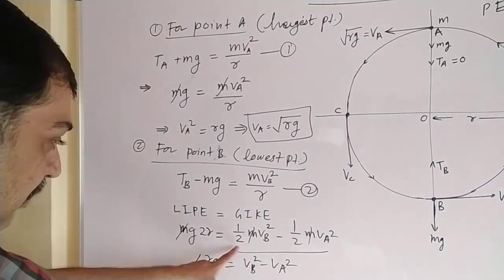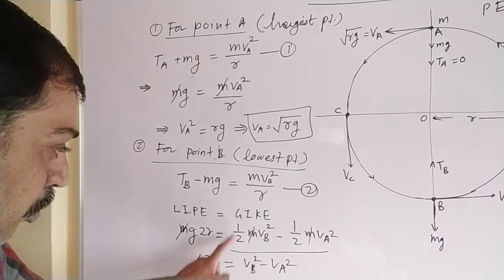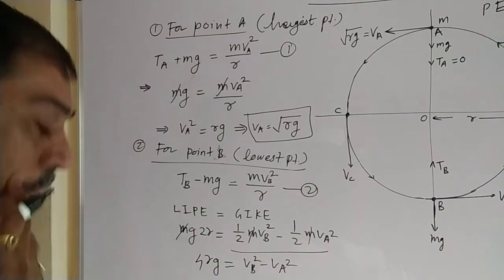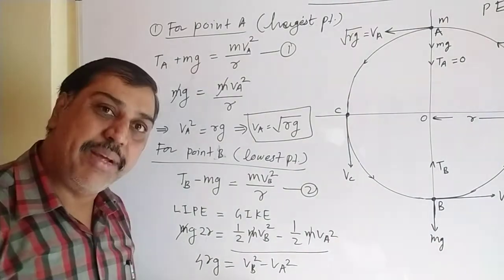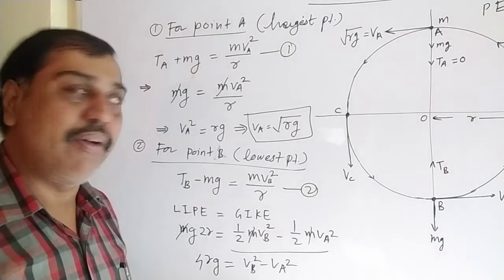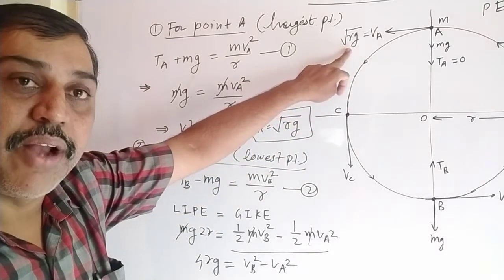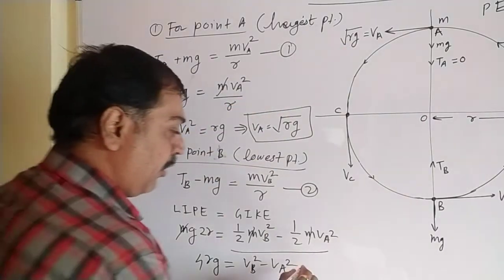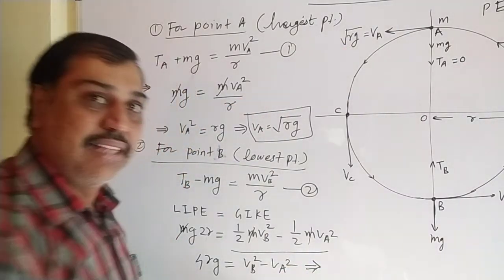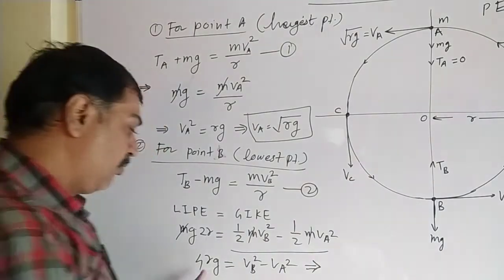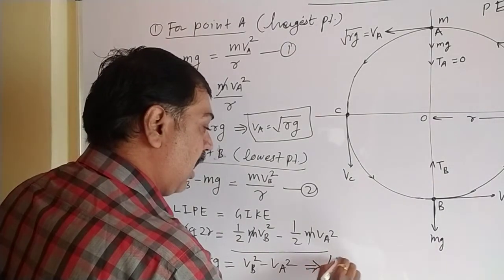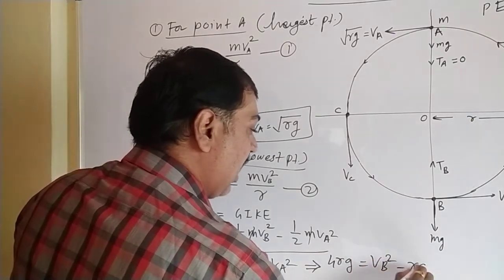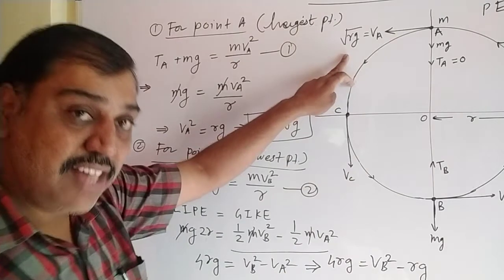Just multiply by 2: 2 into 2 is 4, and the 2 cancels out. Mass throughout we have cancelled out. So we get this equation, 4rg equal to vb square minus va square. Now what is the value of va square? We have written here that va is the square root of rg. Its square is simply rg. Put it here. So this equation implies 4rg equals vb square minus rg, because va square is rg.